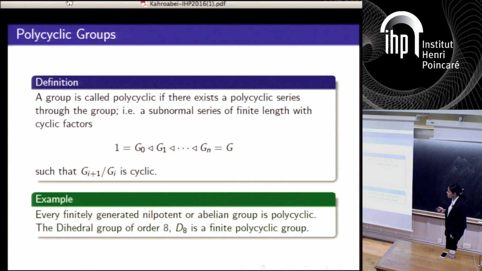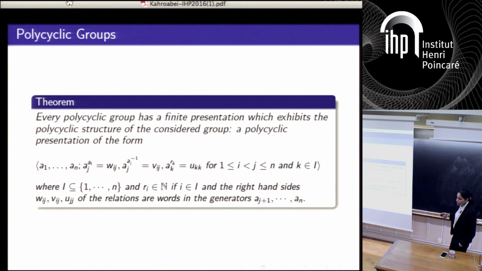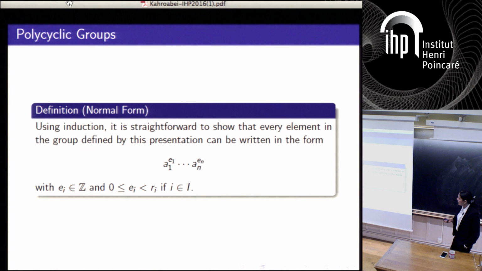And it goes back to how complicated a group gets to be. So these groups are very interesting because they're finitely presented, and you can have a polycyclic presentation. So you have a set of generators and a set of relators that are in this specific form. So they're finitely presented. You can always work with computers. Using induction, they all have a unique normal form. So every element can be uniquely written as a_1^{e_1} up to a_n^{e_n}.